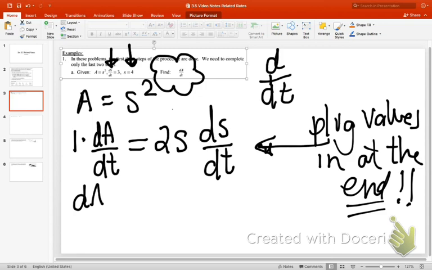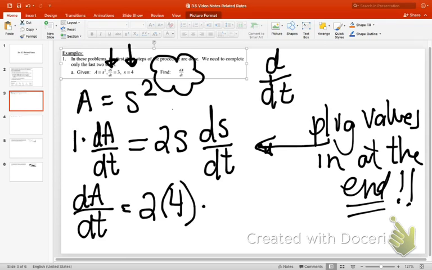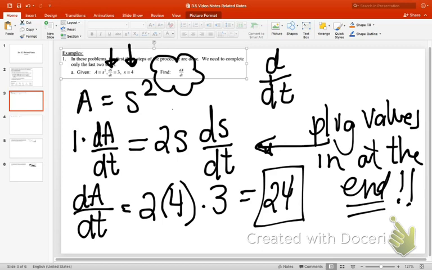So dA/dt equals 2. We're trying to find the rate of change of the area with respect to time when our side length is 4, given the rate of change of the side with respect to time is 3. So this is going to be 8 times 3. So our dA/dt, or the rate of change of the area with respect to time when the side length is 4, is 24.